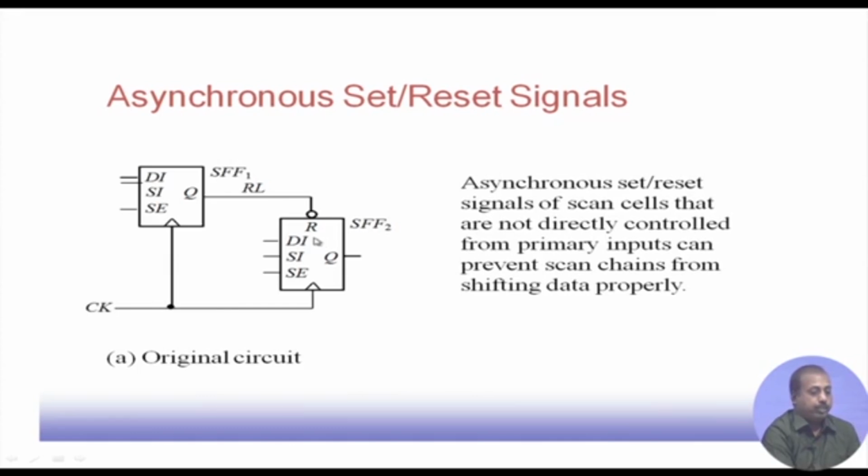So, this has to be prevented, because they are not controlled directly from the primary inputs. We have to prevent this type of resetting, because when the patterns are shifting through these latches, it may so happen that at some intermediary point this value becomes equal to 0. As a result, this latch gets reset. So, that has to be avoided.